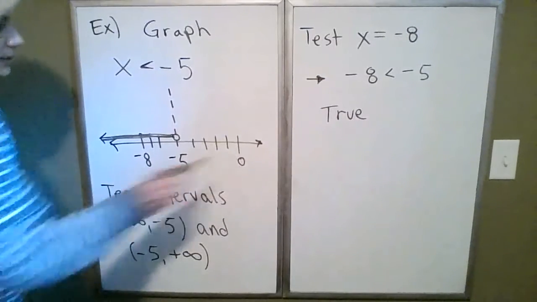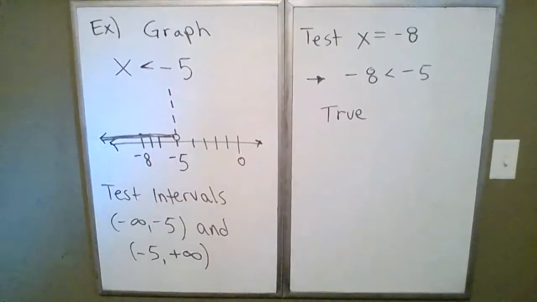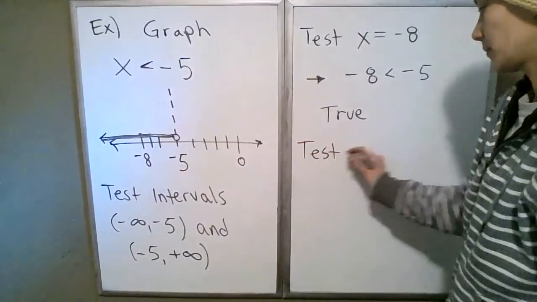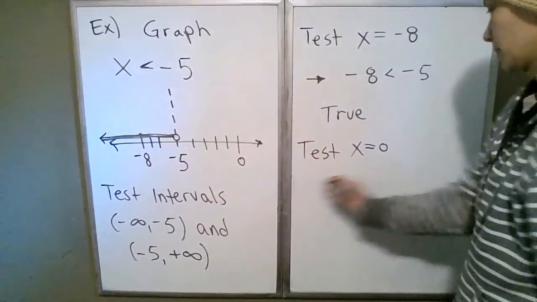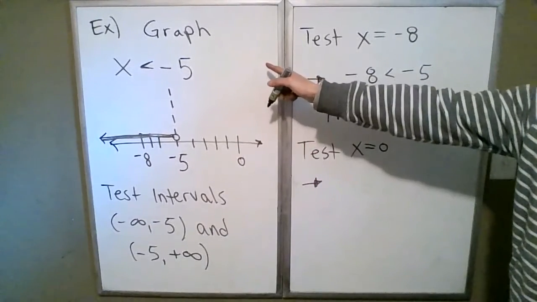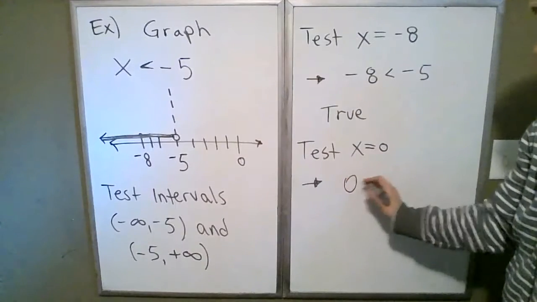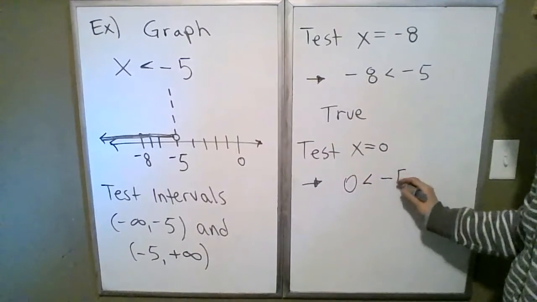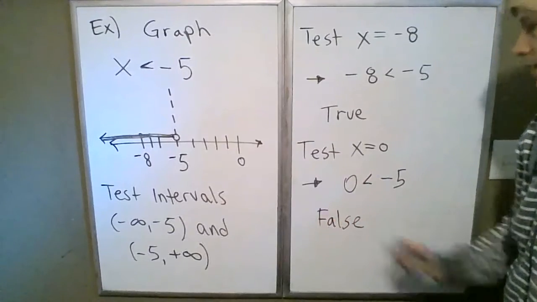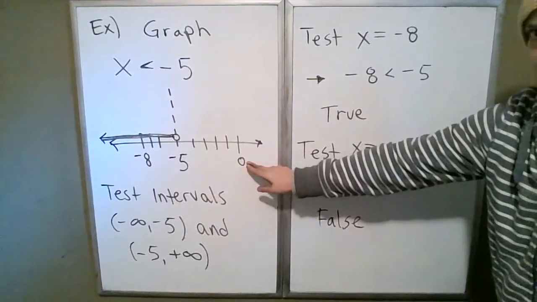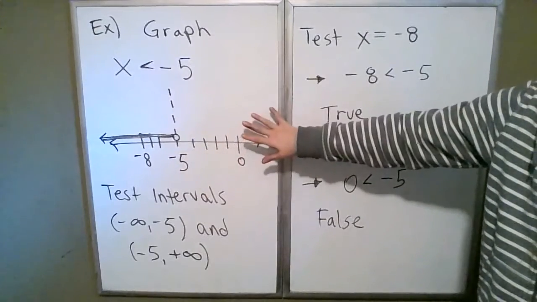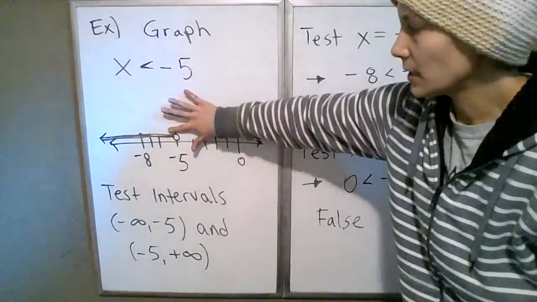I'm gonna try this. It's equal to 0. Okay, for here, 0 less than -5. 0 less than a negative number would be false. So this is not a solution. Other numbers over here are also not solutions, and I don't want to shade this section. So all I need is this piece for my graph.